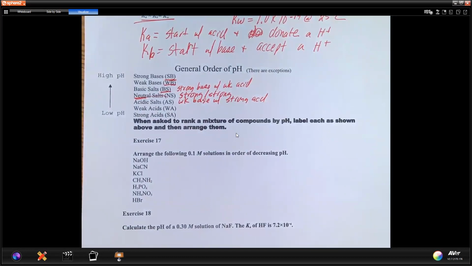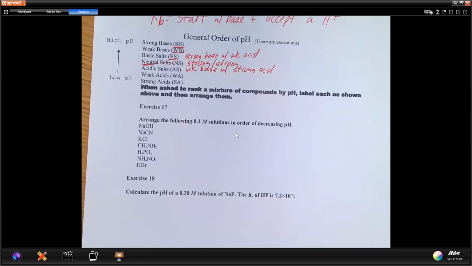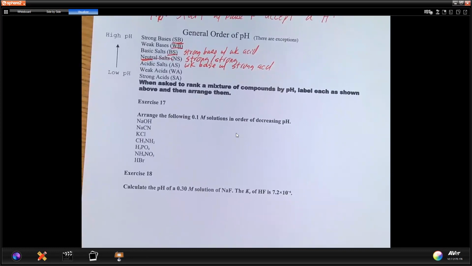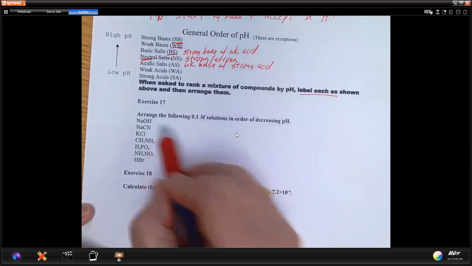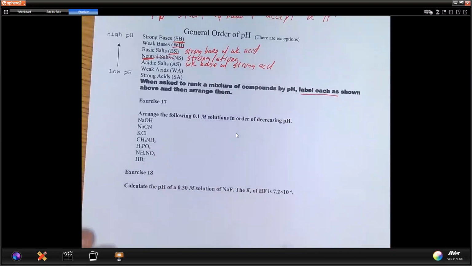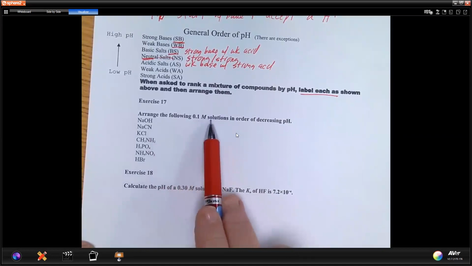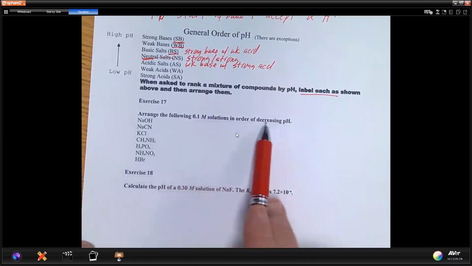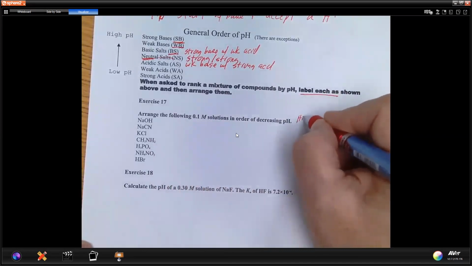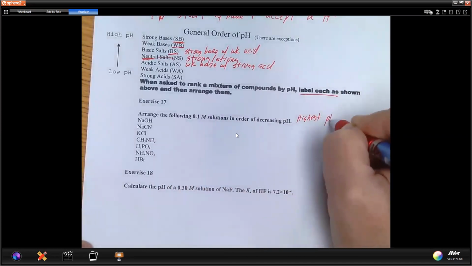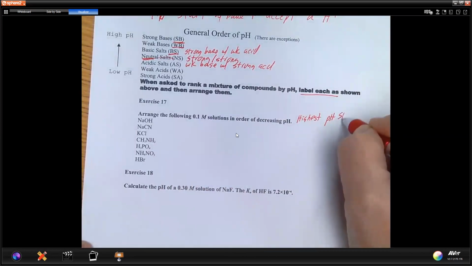All right, so let's just look at an example of those. If you want to pause it and try and then come back to the explanation, you can do that. So we're asked to rank a mixture of compounds by the pH, label each as shown above, and then arrange them. So when I come down, I read my question. It says arrange the following 0.1 molar solutions in order of decreasing pH. So that means I need to start with highest pH first, which should be a strong base.